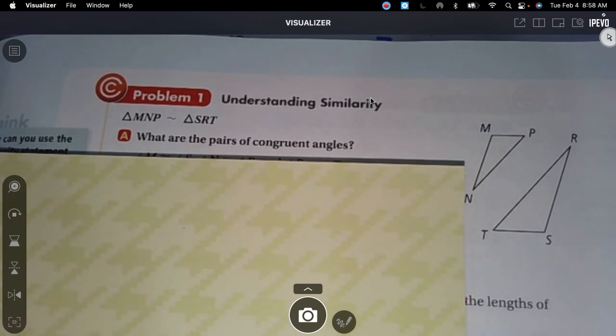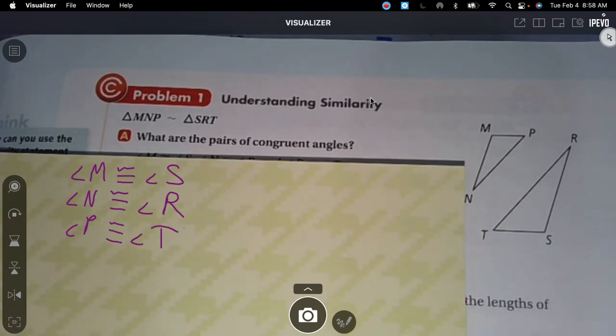Their angles are congruent. What does M go with? S. Angle M is congruent to angle S because it told me that it matches those together. Angle N is congruent with what angle? Angle P, or angle R. Angle R, and then angle P is congruent to angle T. That's your congruent angles. Is everybody okay with that?